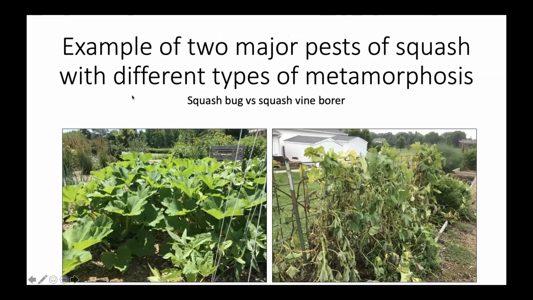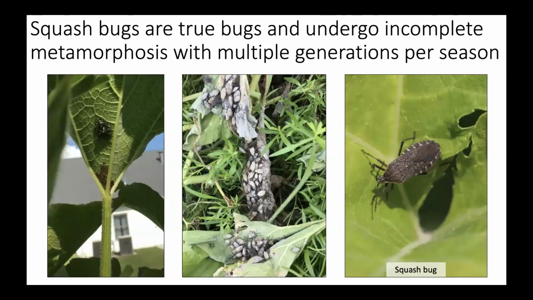So an example of two major pests of squash that have different types of metamorphoses are the squash bug and the squash vine borer. The squash bug is a true bug, so that means it has piercing, sucking mouthparts, and it undergoes incomplete metamorphosis. And we know from experience, especially last year, we had so many problems with our squash and squash bugs.